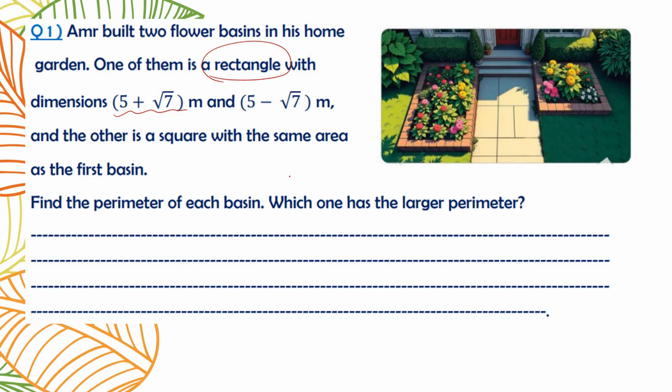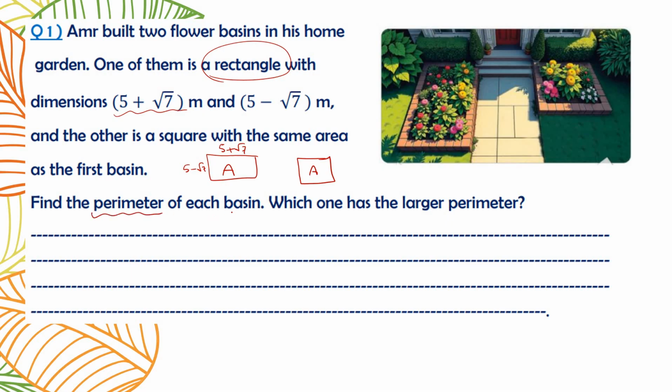So if we draw here the rectangular basin, we have here the length is 5 plus square root of 7 as just one number, okay, and the width will be 5 minus square root of 7, okay, and the other is a square with the same area of the basin. So if we find the area of this one, we can find the area of the square one, right? Because both of them have the same area.